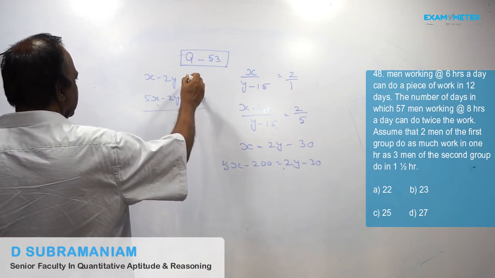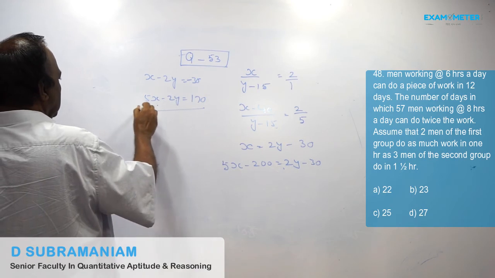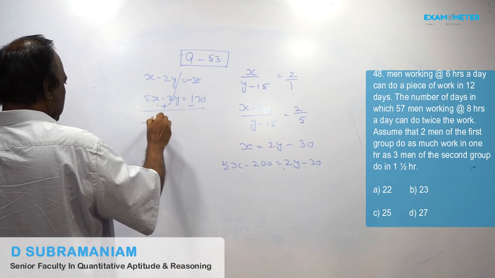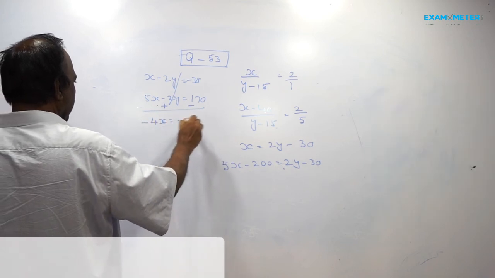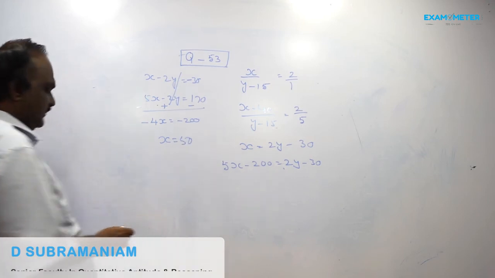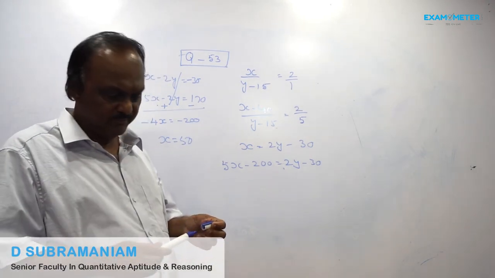Now subtracting, minus 4x is equal to minus 200. Therefore, x value comes to 50.